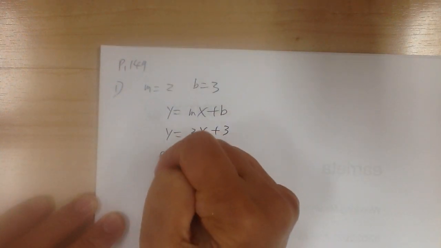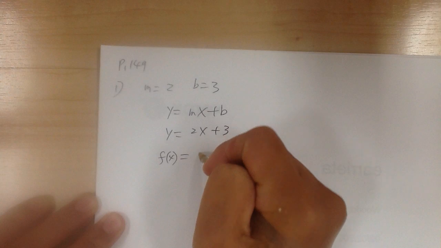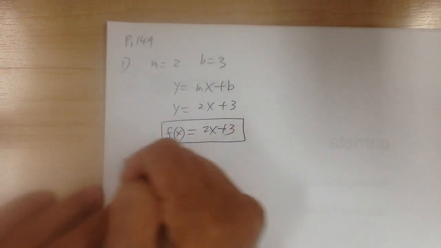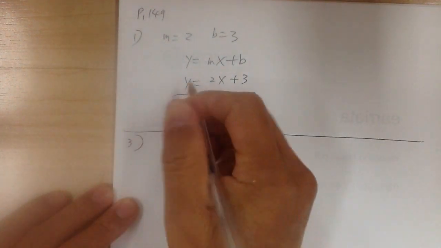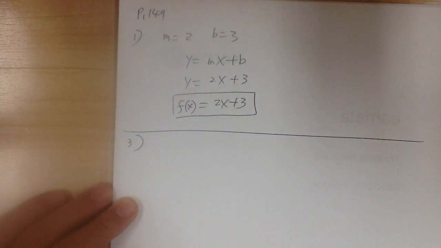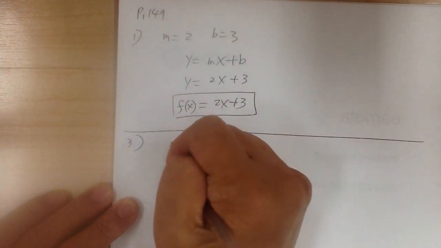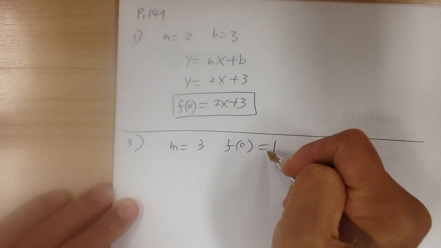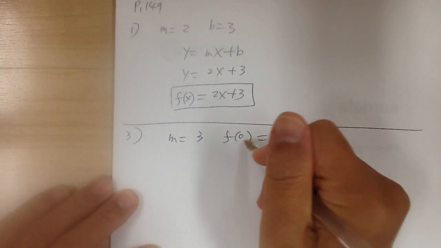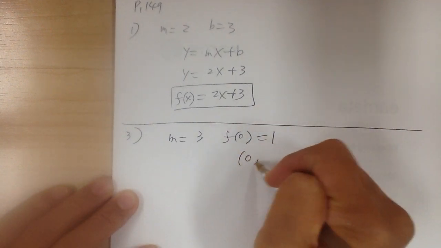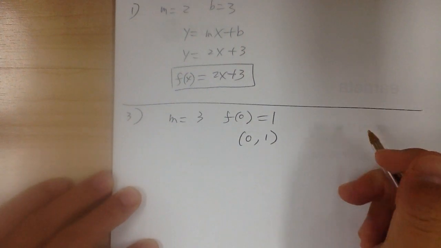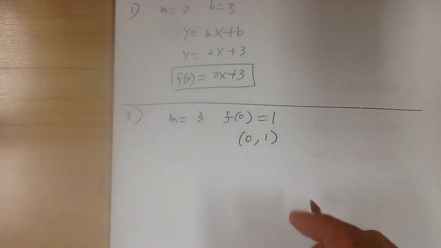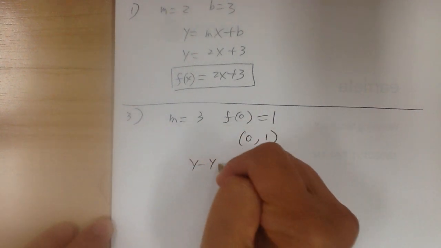And then after that, you switch to function notation. That's it for number 1. Number 3: you have m equal to 3, f of 0 equal to 1. F of 0 equal to 1 means this is the point (0, 1). Since you have a point and the slope, you can start with the point-slope form.